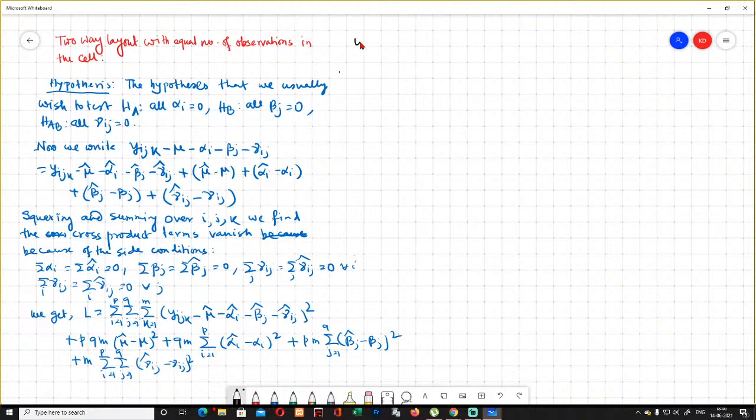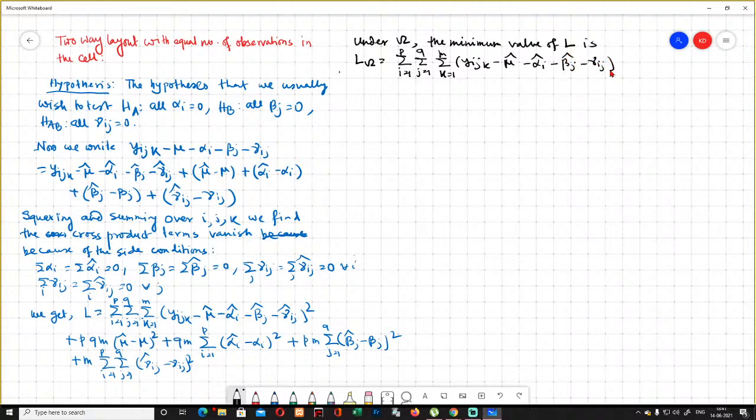Under this model omega, the minimum value of L is denoted by S omega, which is equal to the sum over i from 1 to p, j from 1 to q, k from 1 to m of yijk minus mu hat minus alpha i hat minus beta j hat minus gamma ij hat whole square.